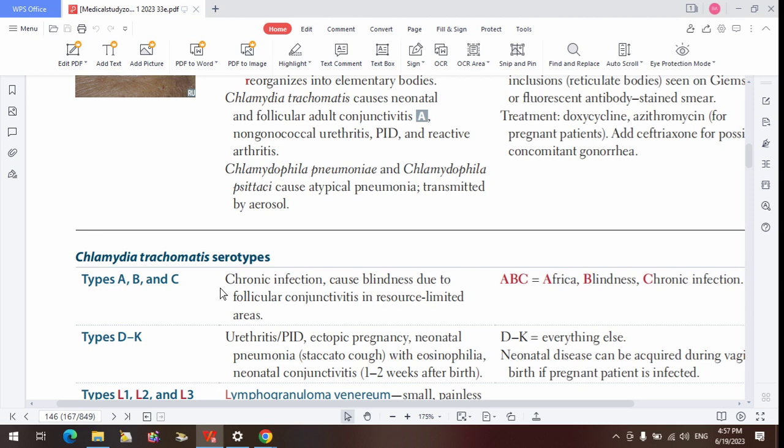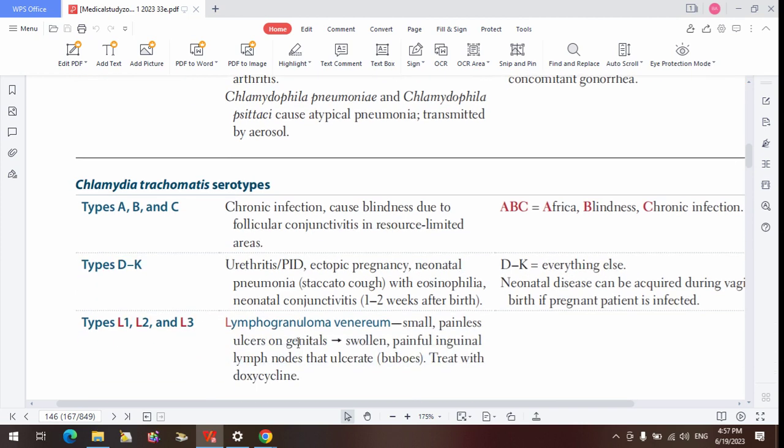Ectopic pregnancy is a consequence of the PID because you have adhesions and all those things, making the lumen of the fallopian tube not patent, so you can have implantation of the ovum at that point, leading to ectopic pregnancy. So it can cause infertility, it can cause other things. So those ones are actually caused by the D to K serotypes. So after K, we are moving to L. And that's where we are stopping.